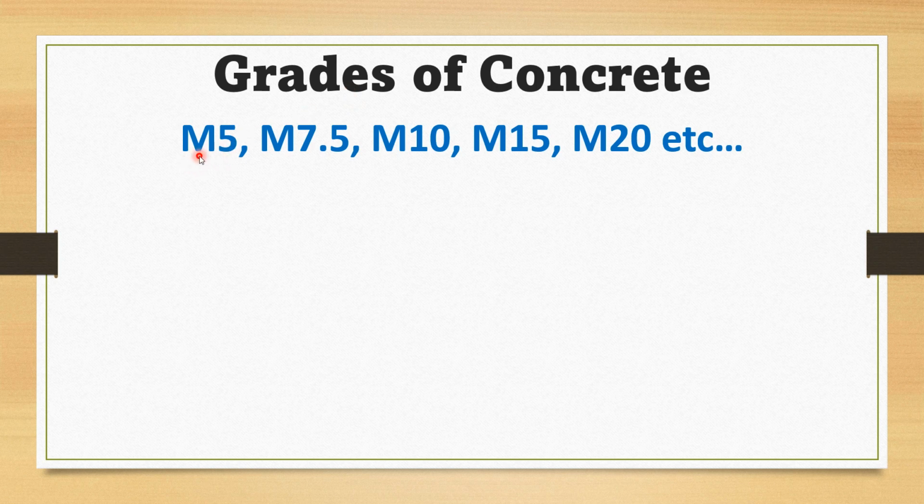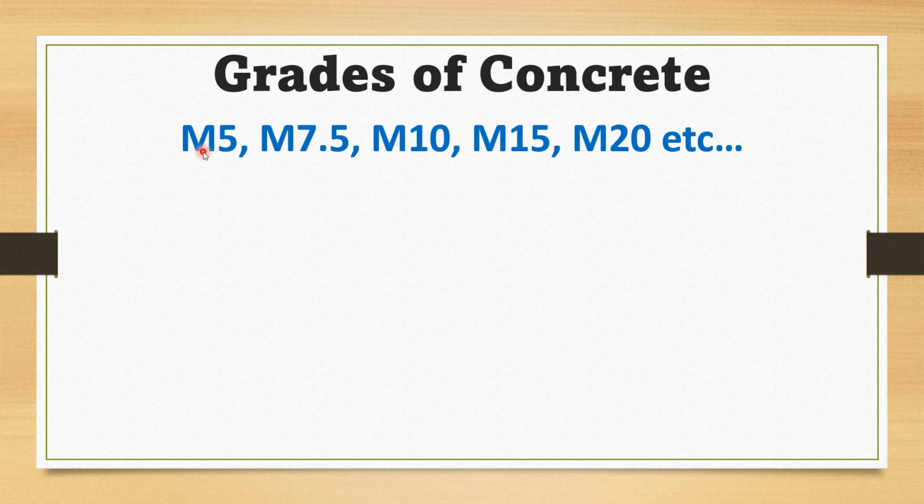Here you can see M5, M7.5, M10, M15 and M20 written without any space. Whenever you see an M, a letter followed by a number, like M20, M15, M10, M7.5 and M5, you can say that this is a grade of concrete.